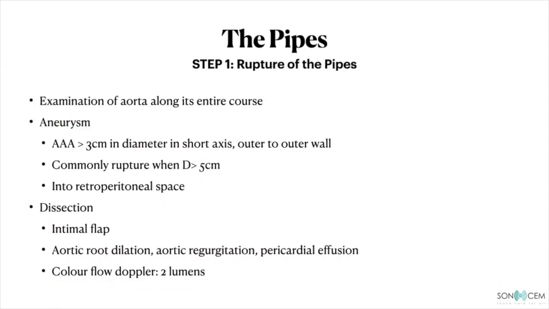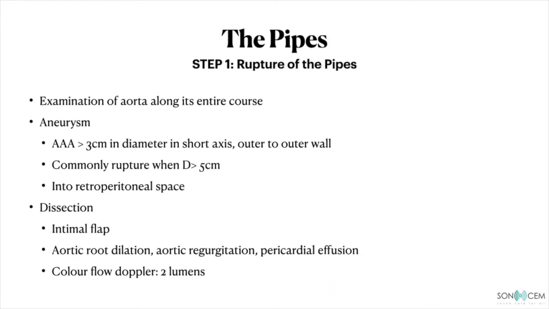An aneurysm is identified when the aorta diameter is more than 3 cm in short axis. It commonly ruptures when the diameter is more than 5 cm. It may not give us a positive fluid collection in the first assessment, as the aorta normally bleeds into the retroperitoneal space.